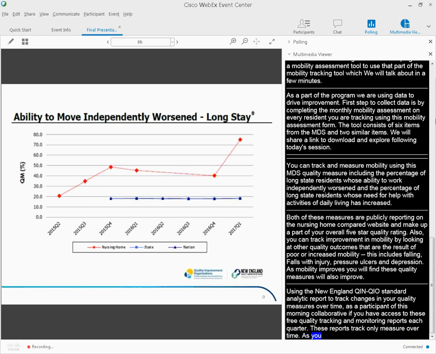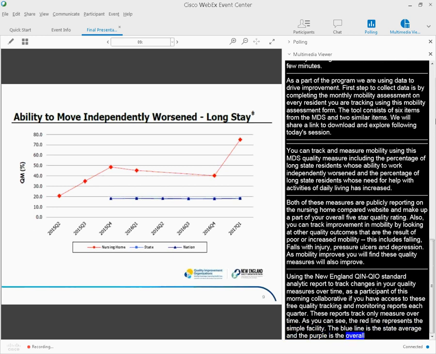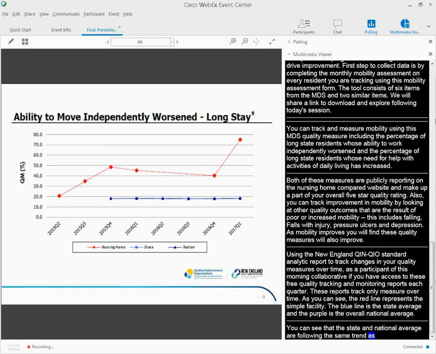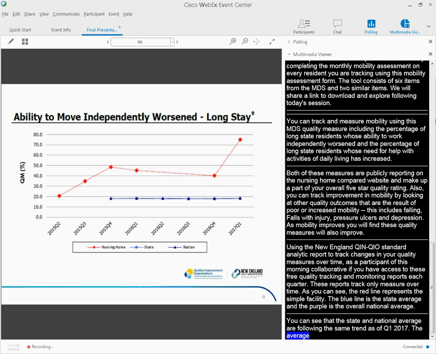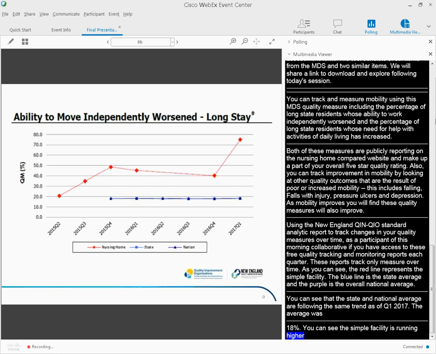The red line represents the sample facility, the blue line is the state average, and the purple line is the overall national average. You can see that the state and national average are following the same trend. As of Q1 of 2017, the average was 18%. And you can see that the sample facility is running much higher than the state and national average and continues to increase. This trend should alert your team that improvements need to be made.